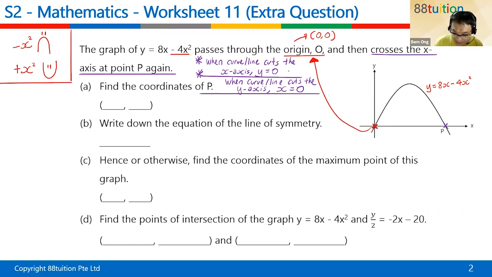When the curve cuts the x-axis, y is equal to 0. What is the only thing you can do? You can substitute y as 0. Can you see that? All right. So from here, you can substitute y equal to 0 into the equation. And if you do that, what do you get? You get 0 equal to 8x minus 4x squared.